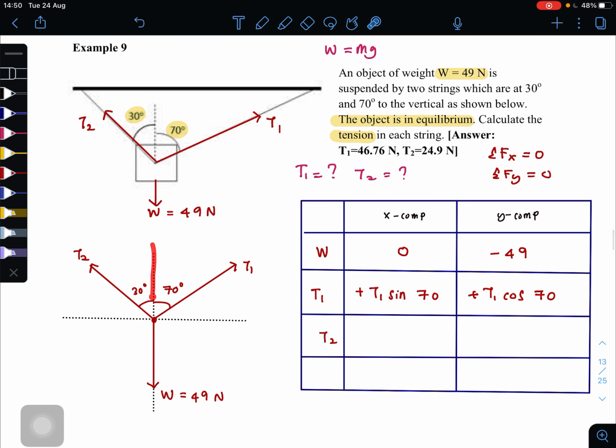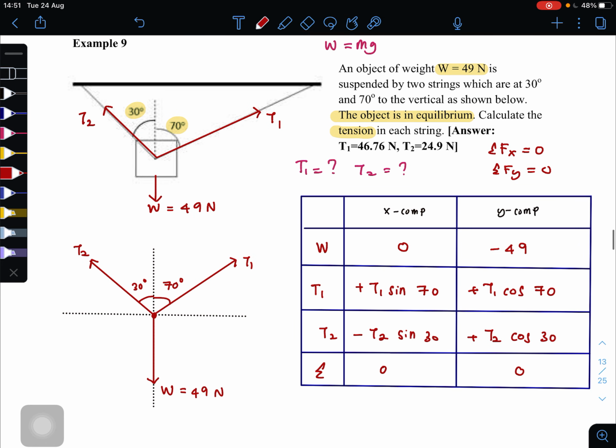And for T2, which is this one, for the x-axis it is to the left, which means negative. And since the angle is next to the y-axis here, it will be sin 30. And positive T2 cos 30, positive because it is upward on the y-axis. And this one is just the sum and we know it is equal to 0. Now we have put the information into the table.